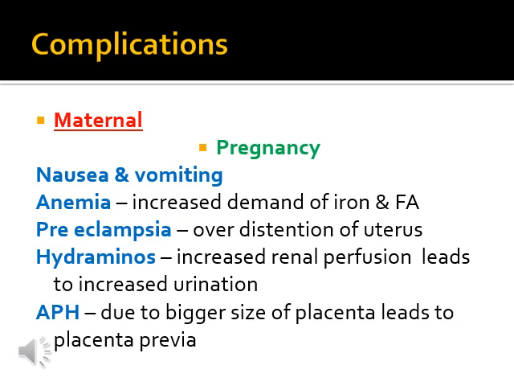And the last is the APH, that is antepartum hemorrhage, due to the bigger size of placenta. There is more chance of the placenta to come at the lower side of the internal os, which can result in placenta previa and bleeding during the pregnancy itself.